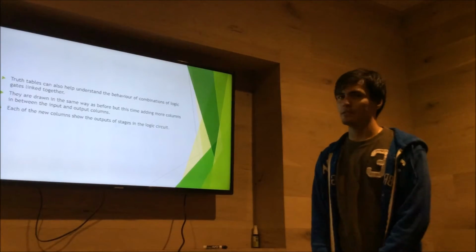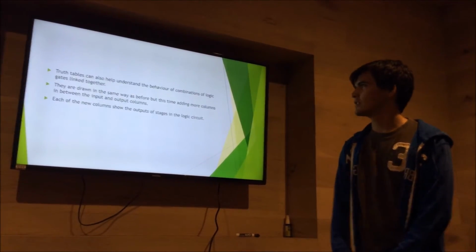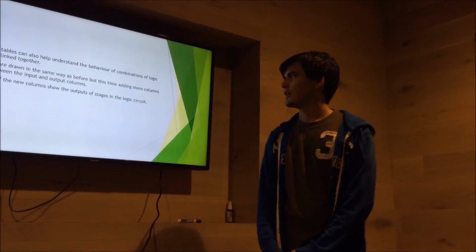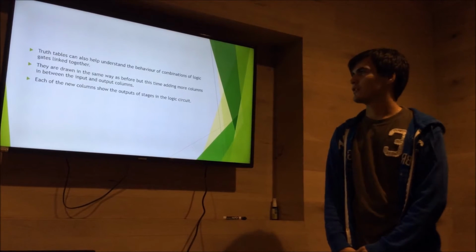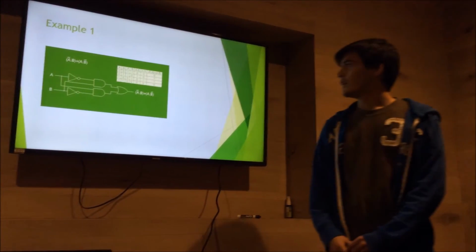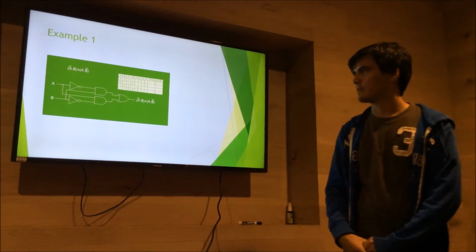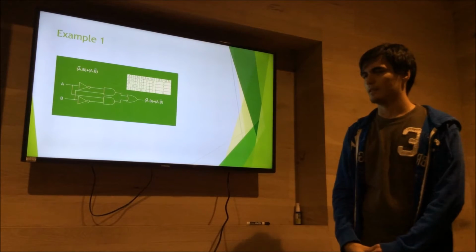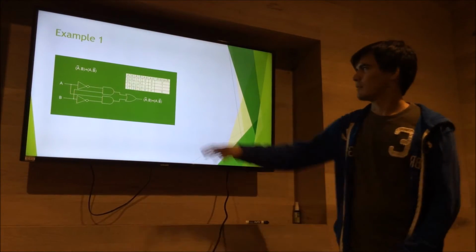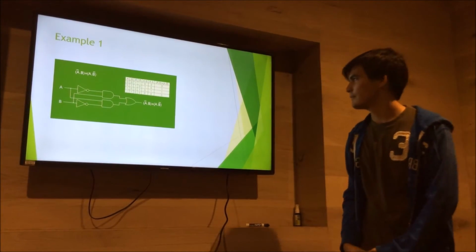The truth tables can also help us to understand the behavior of combinations of logic gates linked together. They are grouped in the same way as before, but this time adding more columns in between the input and output columns. When we have a circuit made of many logical gates, we will have more columns in the table, like we can see here.